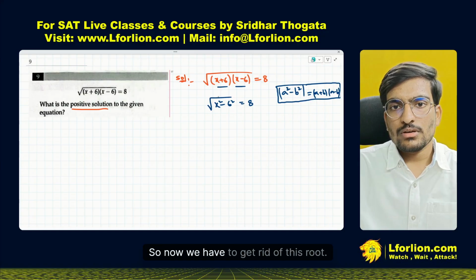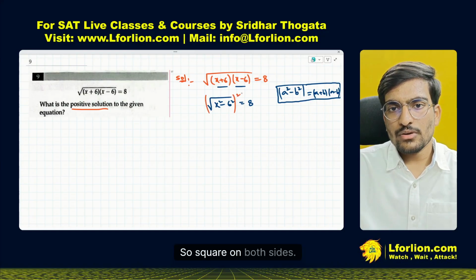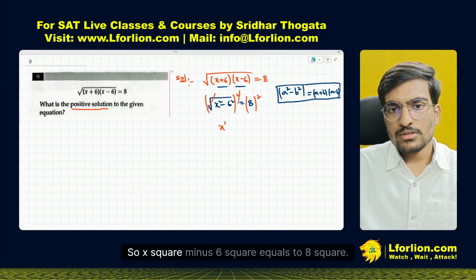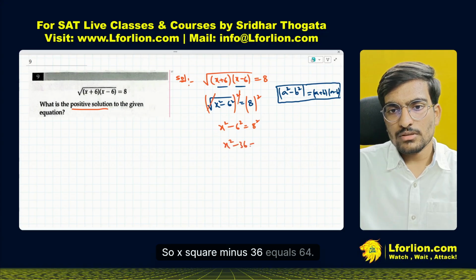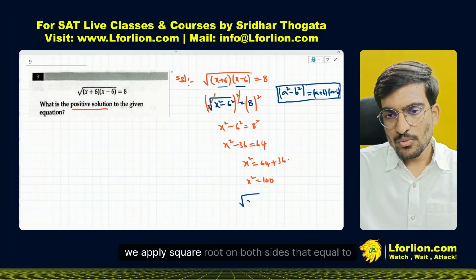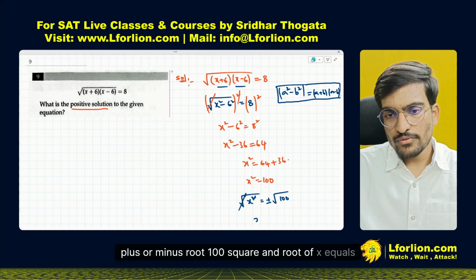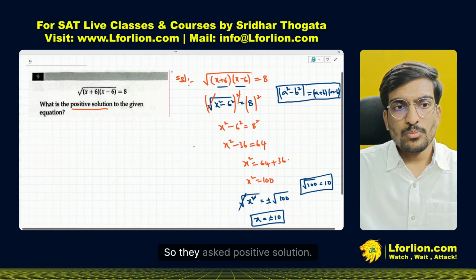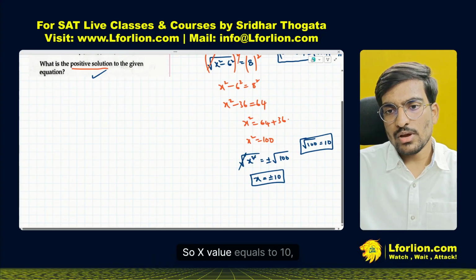Now we have to get rid of this root, so we square both sides. So x square minus 6 square equals 8 square. So x square minus 36 equals 64. X square equals 64 plus 36. X square equals 100. To get rid of the square, we apply the square root on both sides, so x equals plus or minus root 100, which is plus or minus 10. Root 100 value is 10. They asked for the positive solution, so x equals 10.